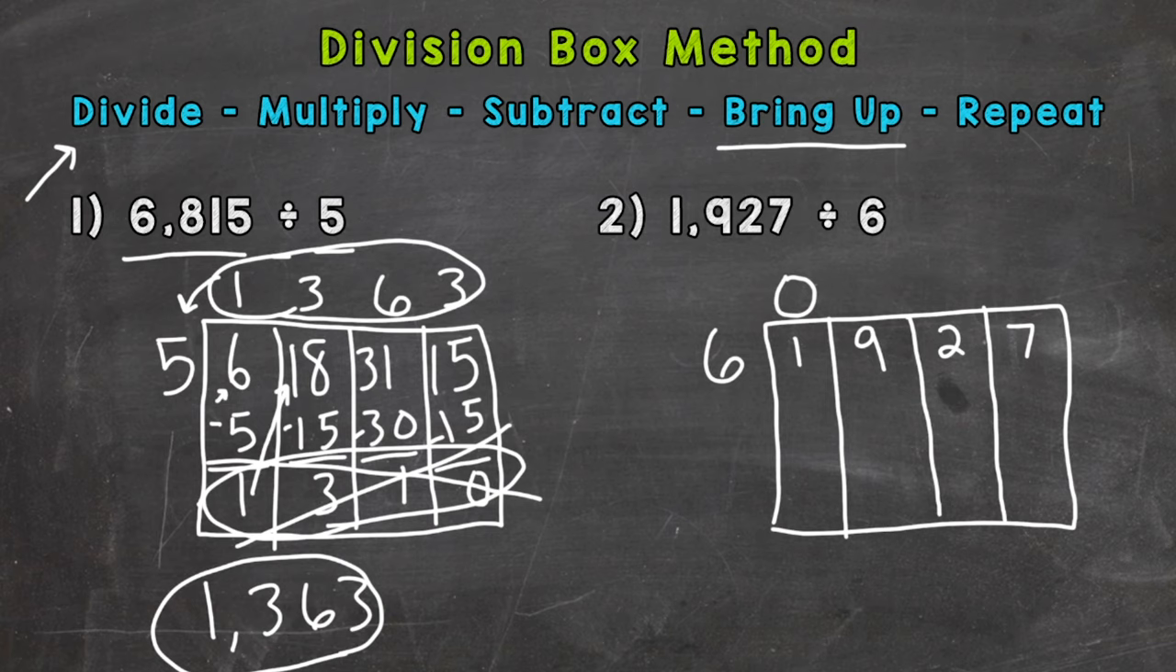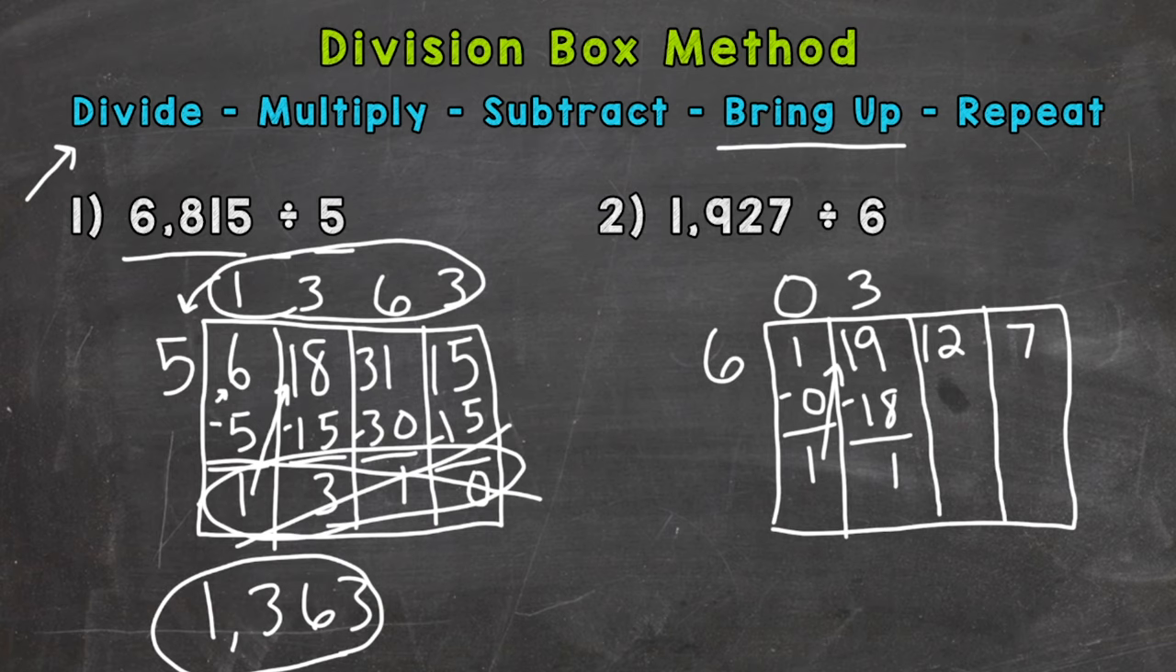0 times 6 is 0. 1 minus 0 is 1. Now we bring that 1 up. So we have 19 divided by 6. Well, we can pull 3 groups of 6 out of 19. That gets us to 18. So let's put our 3 here. 3 times 6 is 18. Subtract, we get 1. Bring that 1 up, and we have 12.